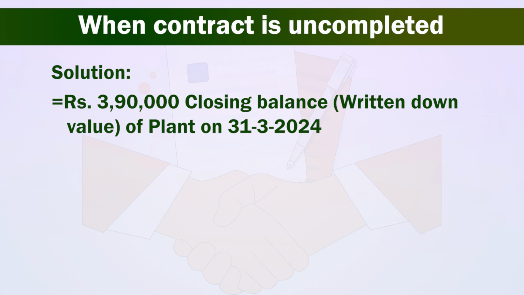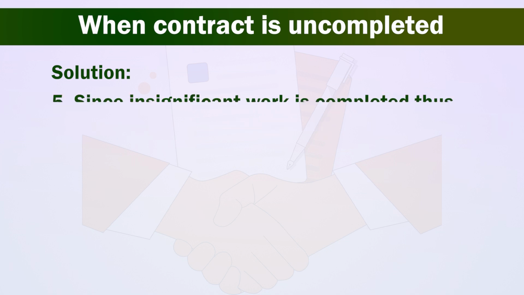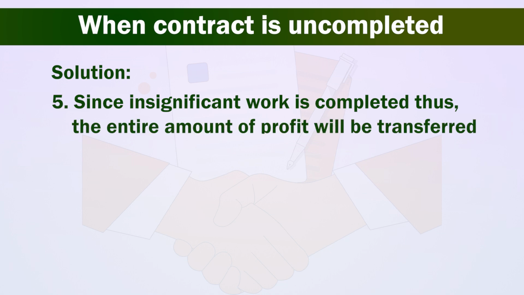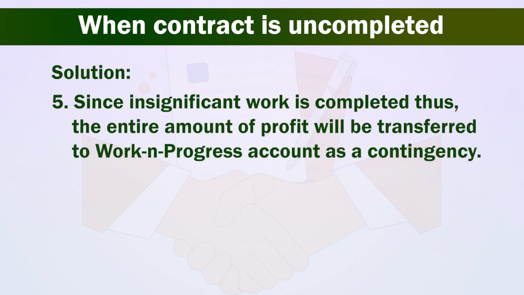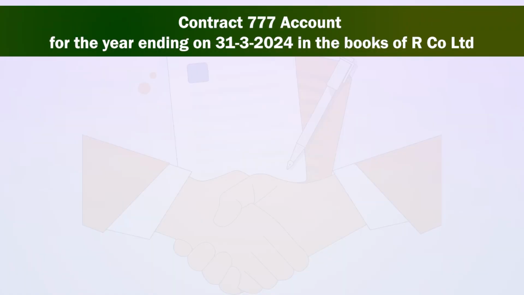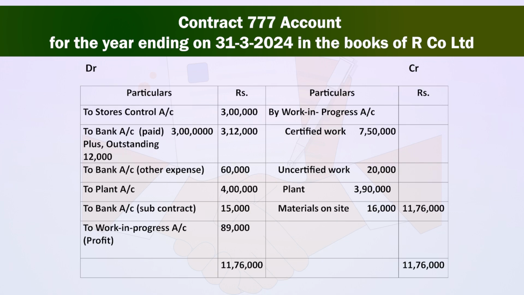as the closing balance, which is our written down value of plant on 31st March 2024. Since insignificant work is completed, the entire amount of profit will be transferred to work in progress account as a contingency. Let's prepare contract 777 account for the year ending on 31st March 2024 in the books of our company limited. You know the format of the account. We'll write on debit and credit side: particulars, amount, rupees.